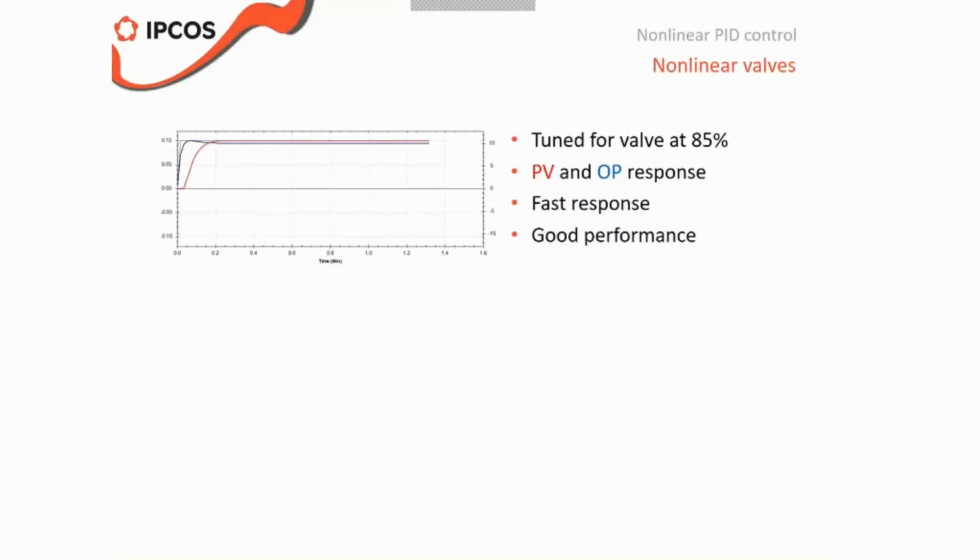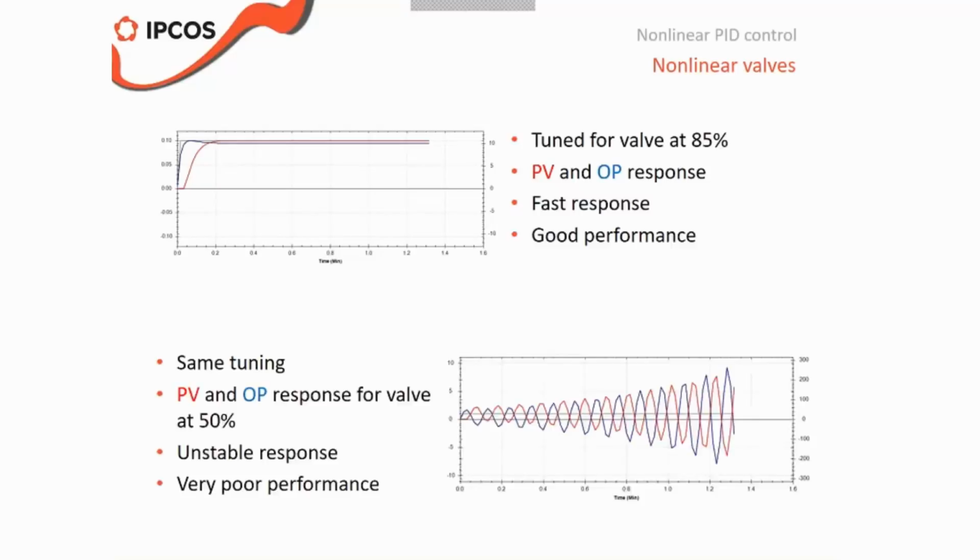Looks good. If now, let's say for whatever reason, the operators have to cut the feed to the unit, that would mean that the valve moves to about 50%, and what happens? Well, actually, the controller becomes unstable, and this is something which is very undesirable. So that raises the question: if the plant can operate between 75 and 100%, how do I tune a PID controller if the valve behavior is non-linear?